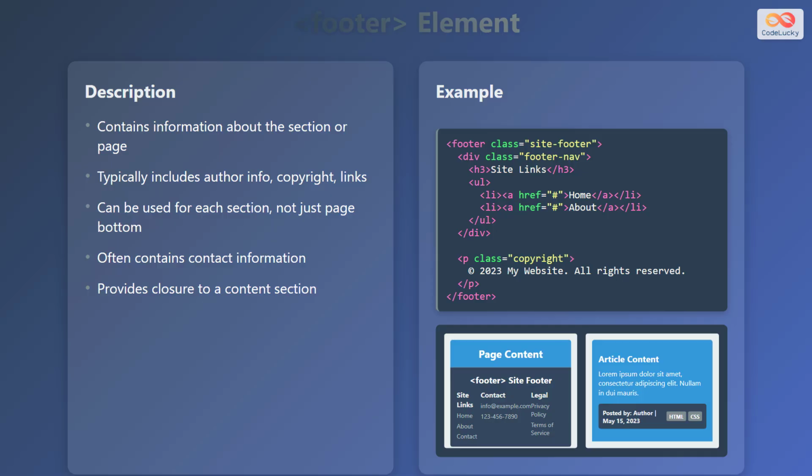Here's an example of how to use the footer element. Inside the footer, we have site links and copyright information. The visual representation shows a page layout with a page content section and a site footer, as well as an article with an article footer containing metadata and tags.